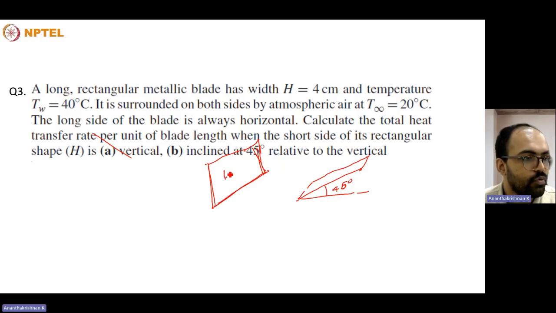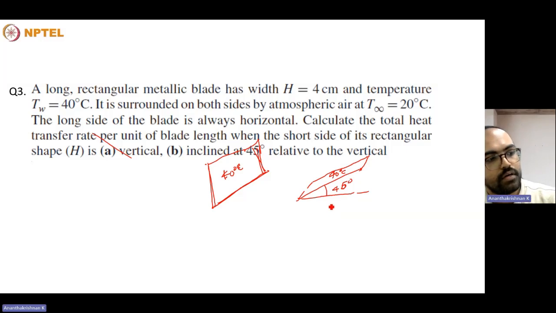So the wall temperature is 40 degrees Celsius. Calculate the total heat transfer rate per unit length of the blade, when the short side of its rectangular shape is... Yes, we have to calculate it per unit length.